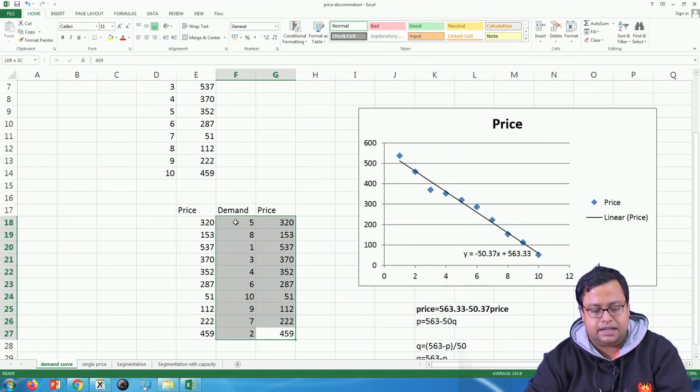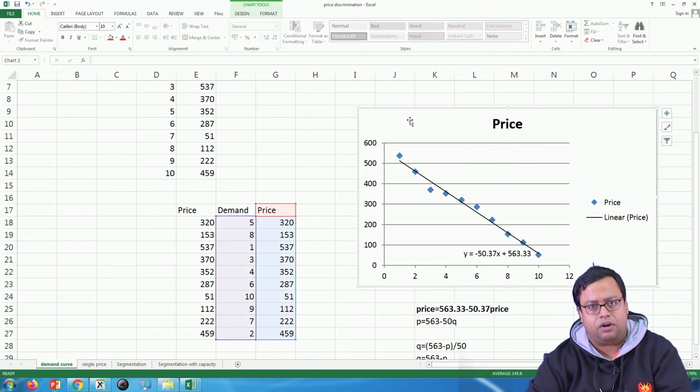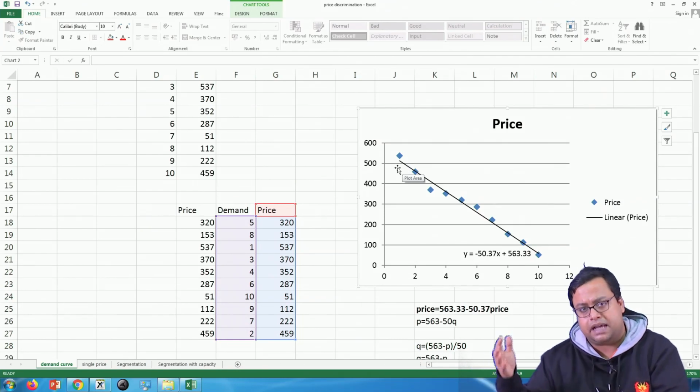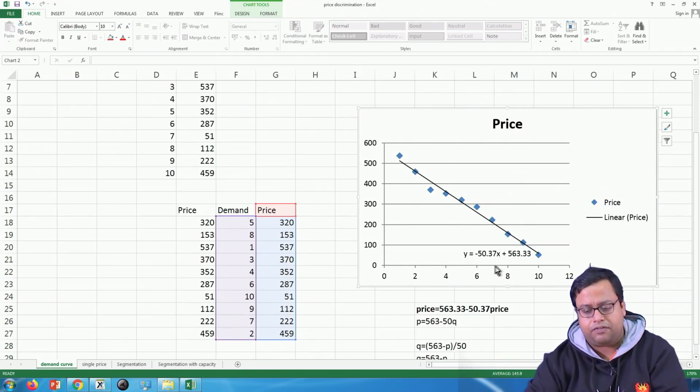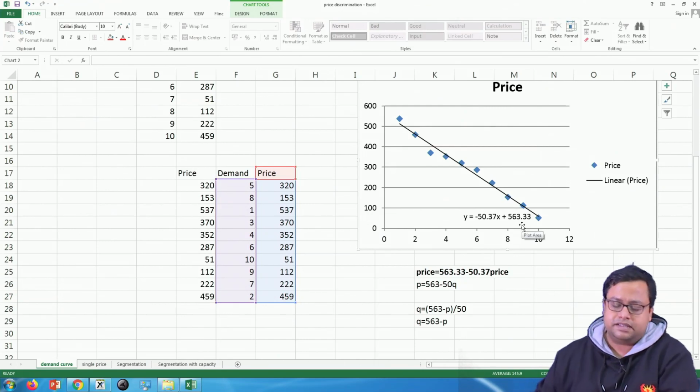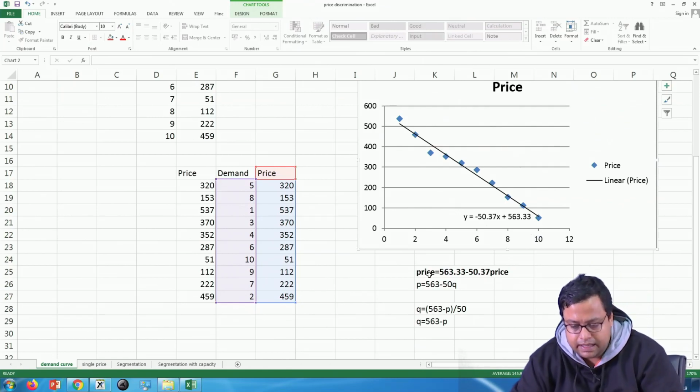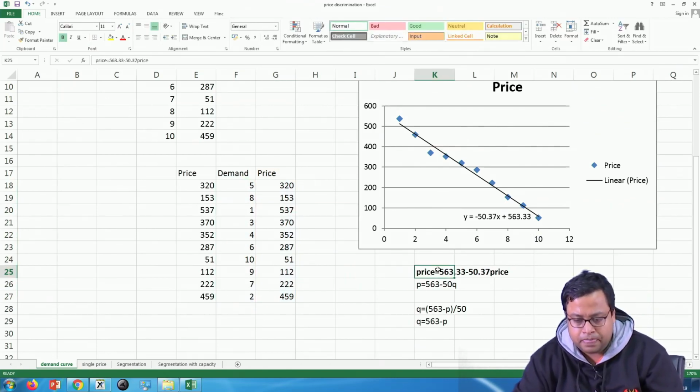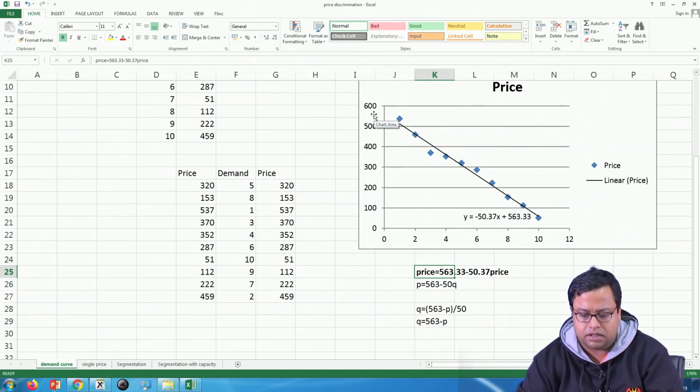Now, this is the price, this is the demand. With that, I have plotted this particular curve, and in the basic pricing, introduction to pricing slide, we told how to find a trend line. So we found the trend line, and the formula is 563 minus 50.37 into x. Basically, this is price and this is demand. So, price is equal to 563 minus 50.37 into demand.